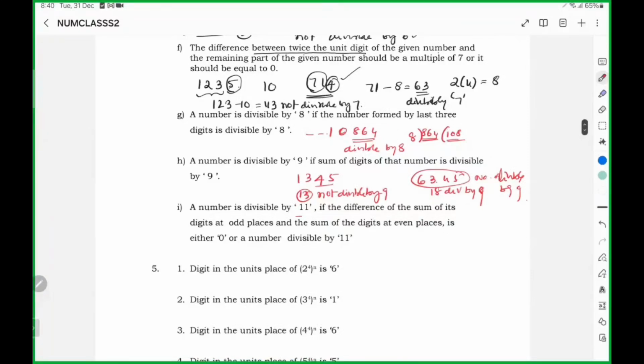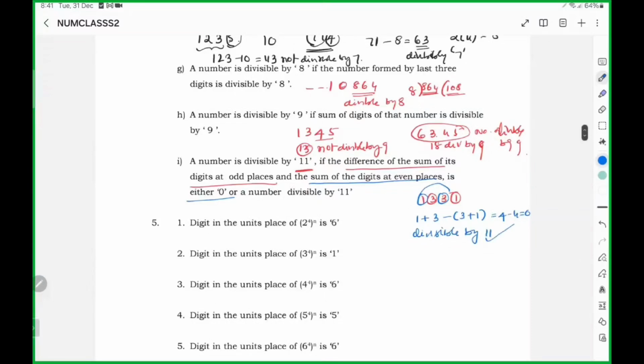The number is divisible by 11 if the difference of the sum of its digits at odd places and the sum of digits at even places is 0 or a multiple of 11. Here these are odd places, these are even places. So here it is 1 plus 3 minus 3 plus 1. Difference is 0, so divisible by 11. Sometimes you may get the difference as 11 or 22. We say divisible by 11.